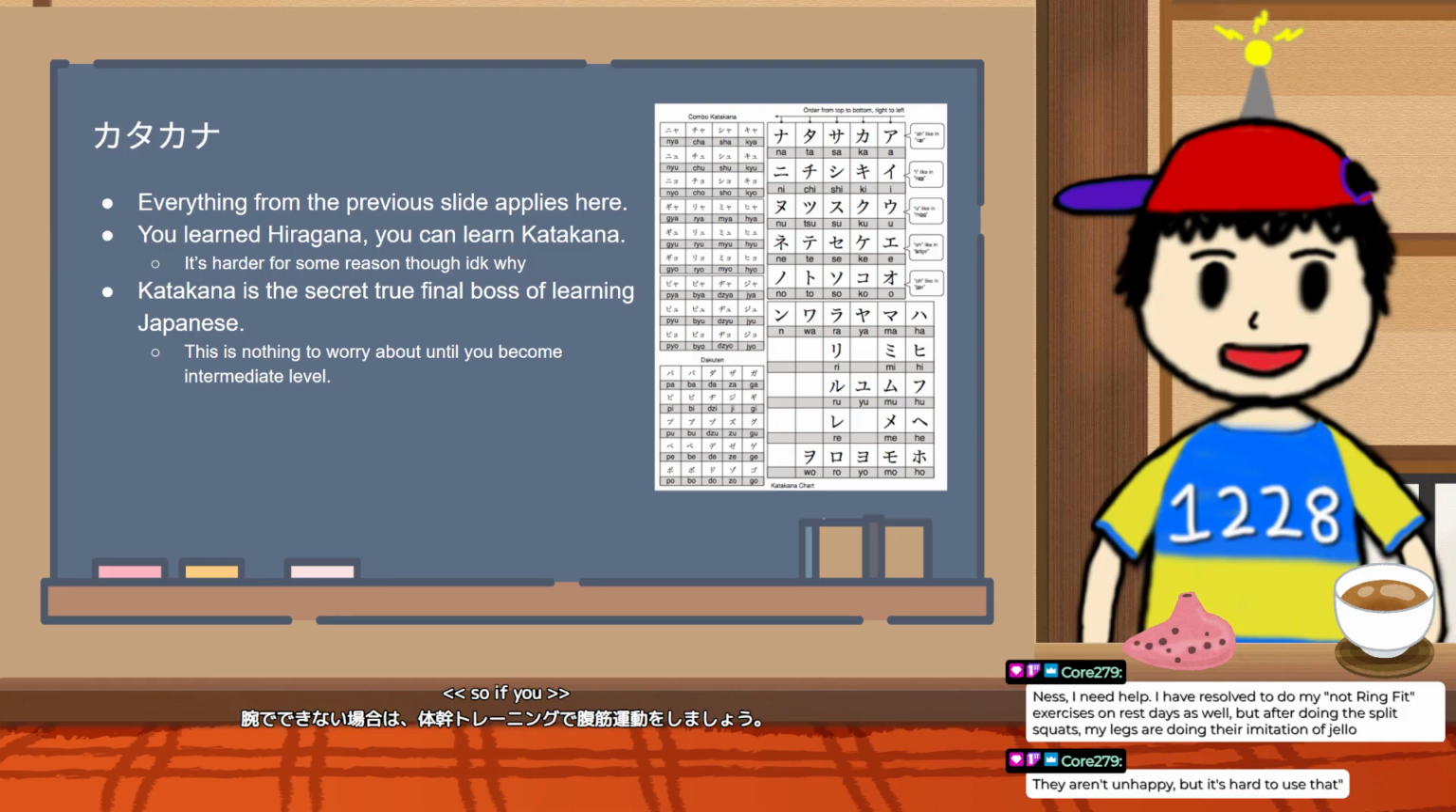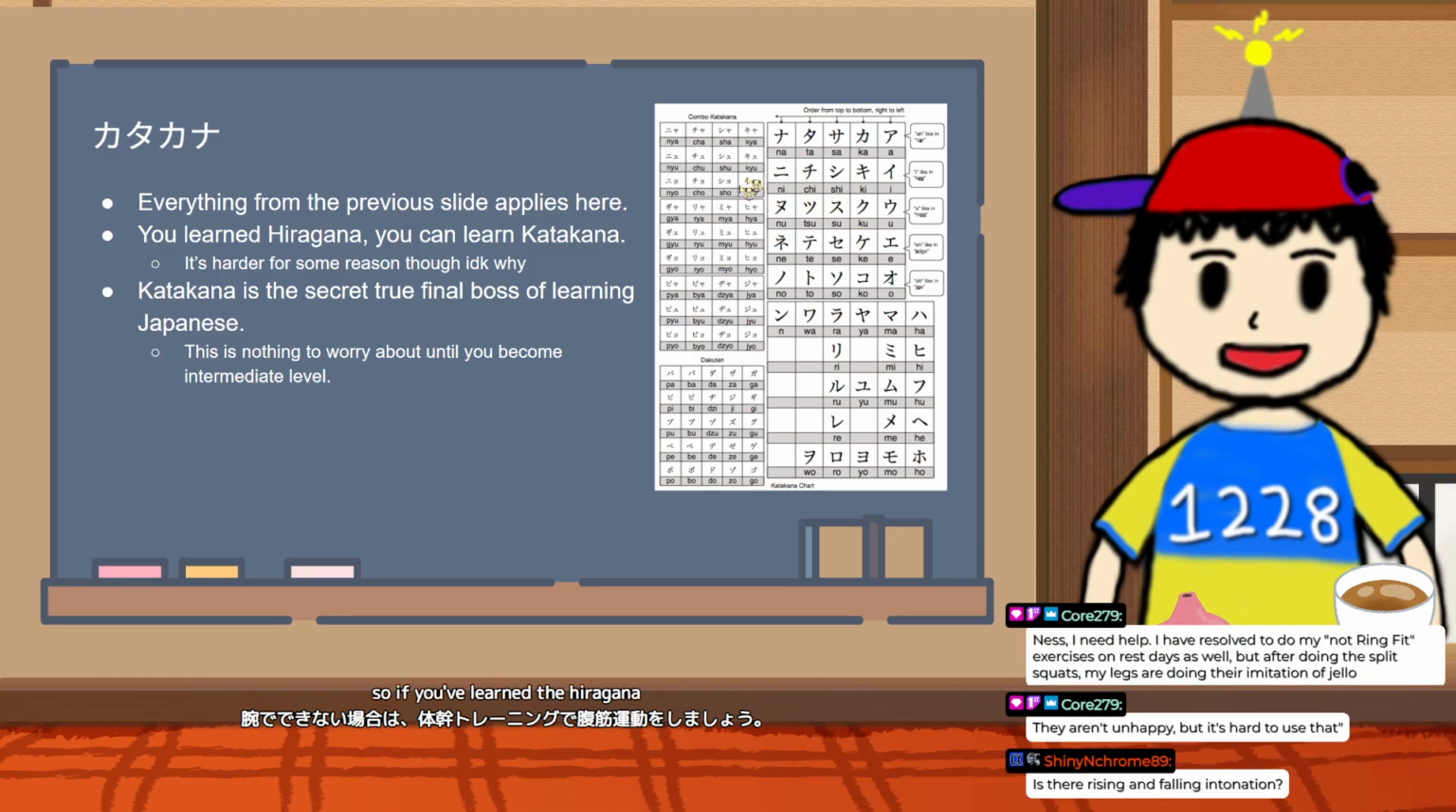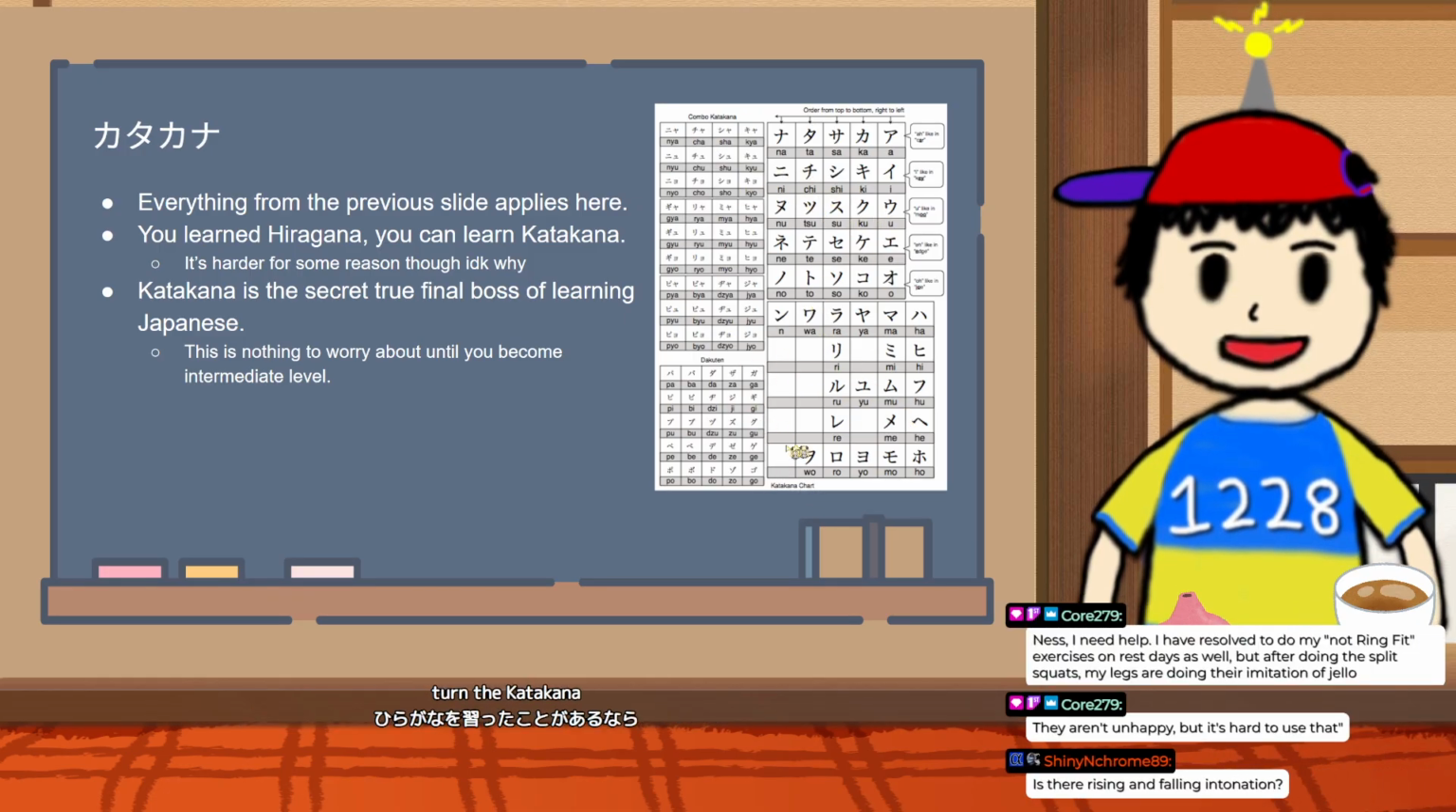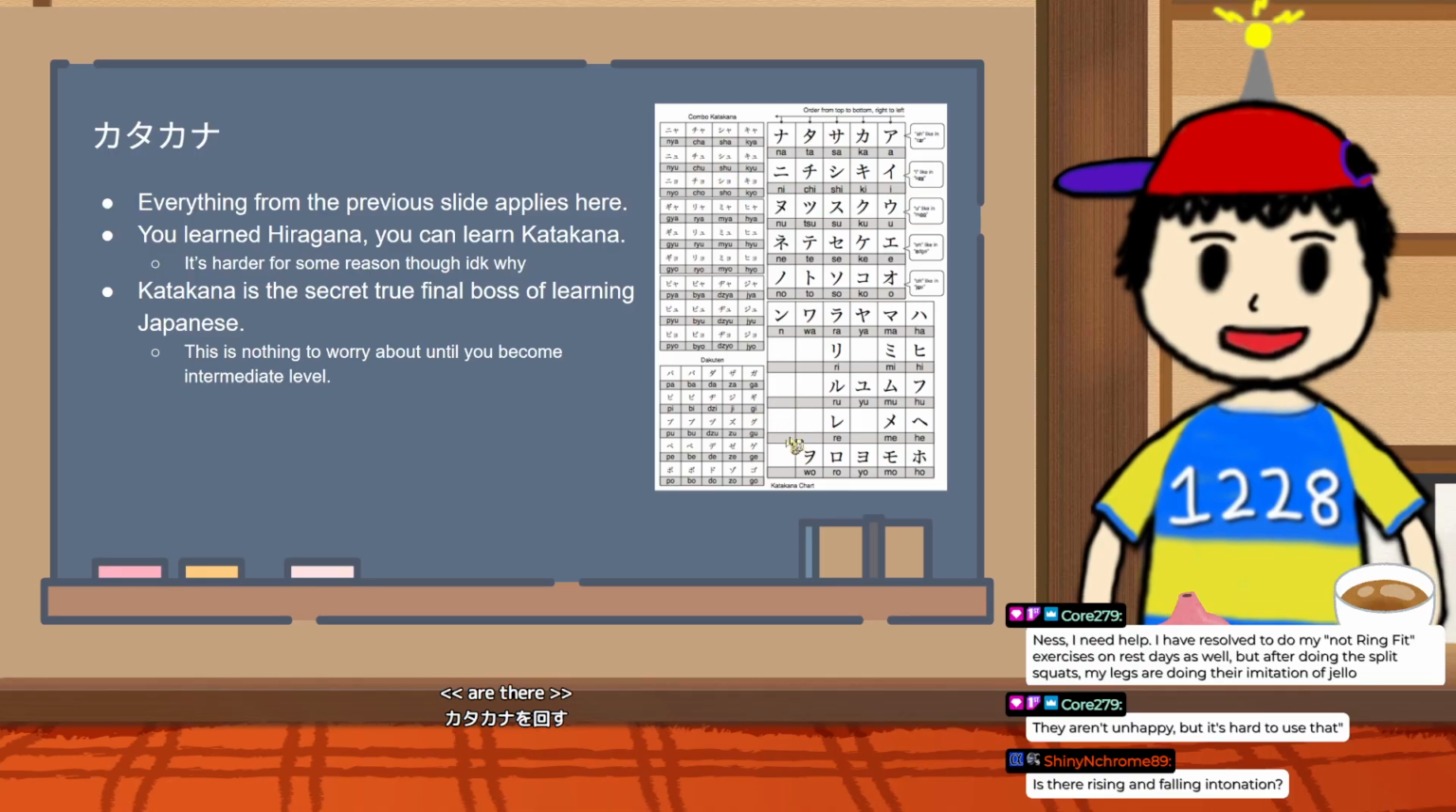So if you've learned the hiragana, you can learn the katakana. You got this. The katakana are there, and you can conquer it.